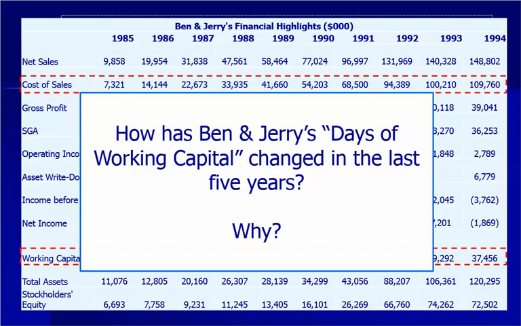So let me conclude with a question. How has Ben & Jerry's days of working capital changed in the last 5 years? And why has it changed?